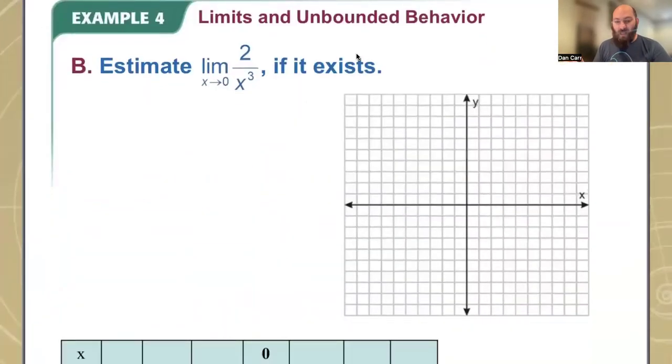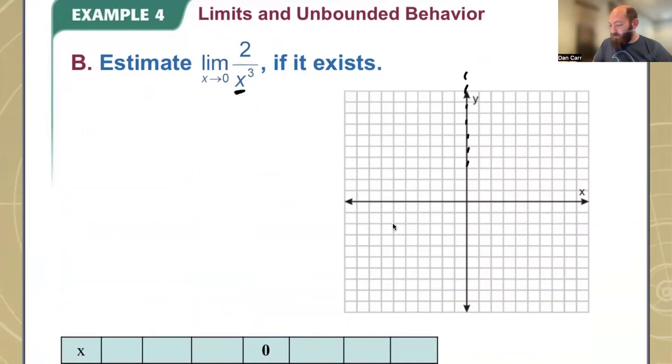So the limit as x approaches 0 of 2 over x cubed, if it exists. So again, pull up a graphing utility, see what happens there. We know that we're going to have a vertical asymptote at x equals 0. At positive 1, well, actually, positive 1 would put me up at a 2. Negative 1 would be at negative 2. So it looks something like this. Well, notice graphically what's happening here.